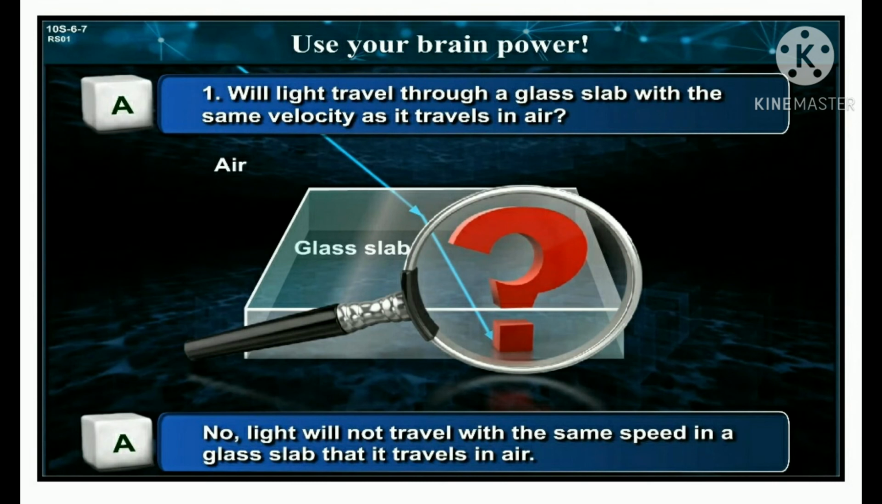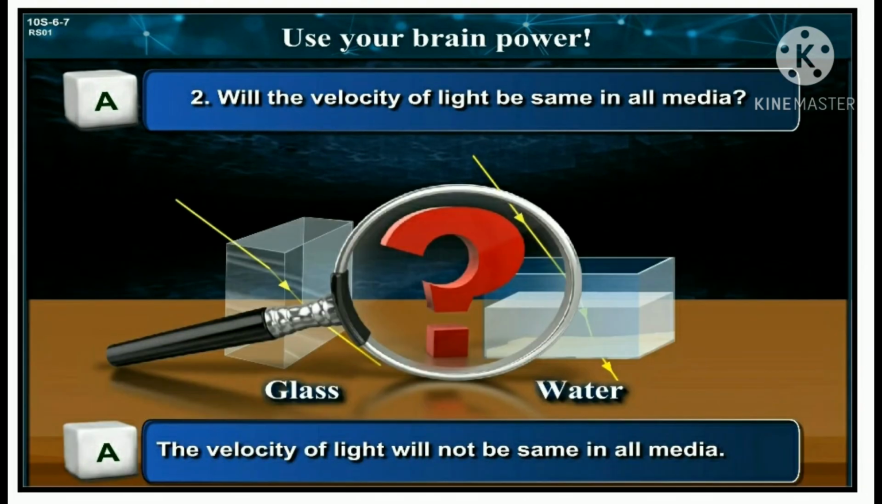Students, let's learn some questions given on page number 74 of your textbook. First question: will light travel through a glass slab with the same velocity as it travels in air? Answer: no. Light will not travel with the same speed in the glass slab that it travels in the air. Question 2: will the velocity of light be the same in all media? Answer: the velocity of light will not be the same in all media.